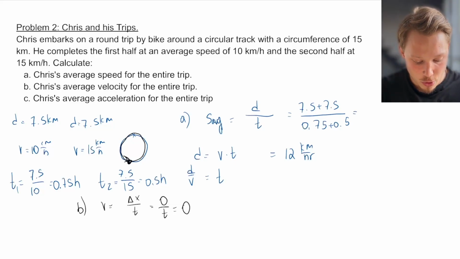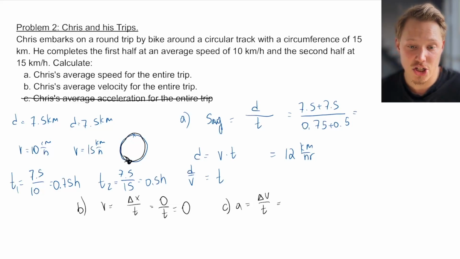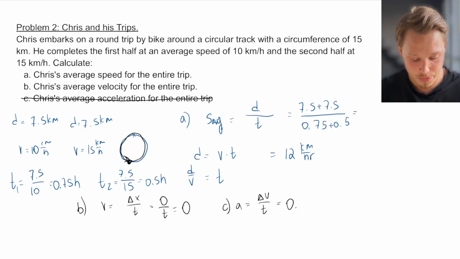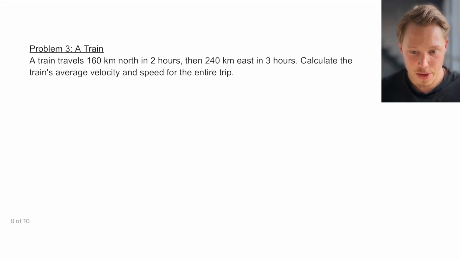Now, we're not going to do the average acceleration for this case because, again, average acceleration, of course, is going to be change in velocity over time. Since the change in velocity is 0, right, the average velocity is 0, then acceleration is going to be 0 as well. But we're going to skip this part right here, C. Great, let's take a look at part 3.